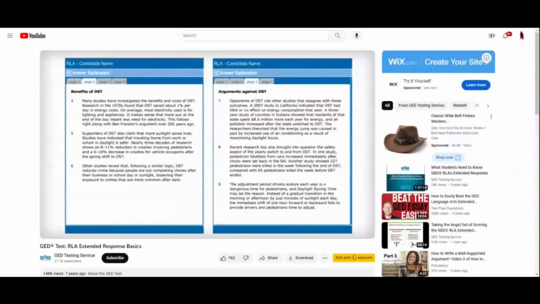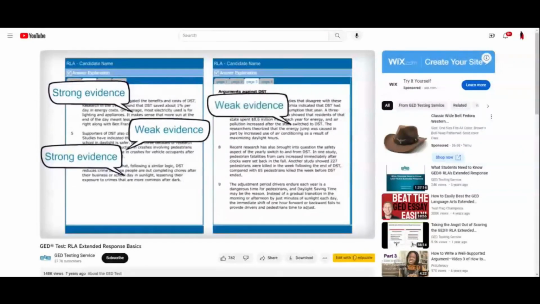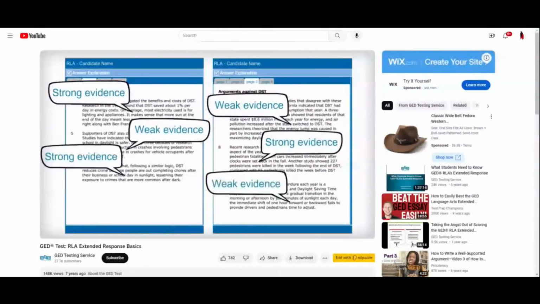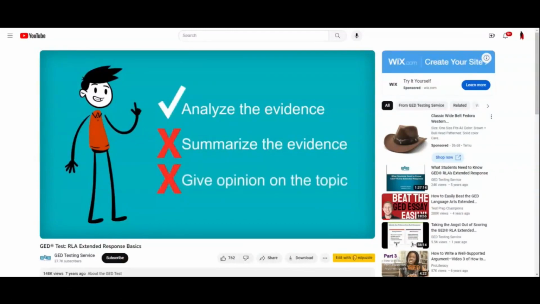For instance, you may be asked to look at evidence for two opposing points of view and make an argument about which side has the best evidence. It's important to remember that you're being asked to make an argument based on your analysis of the evidence, not to summarize and not to give your opinion on the topic.